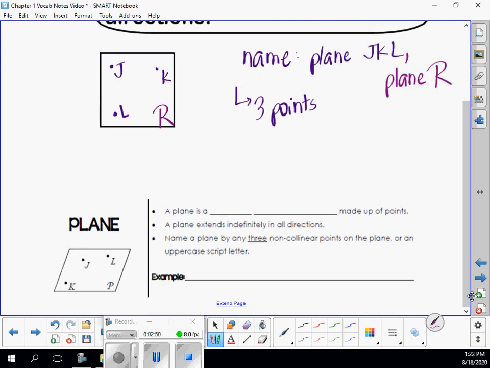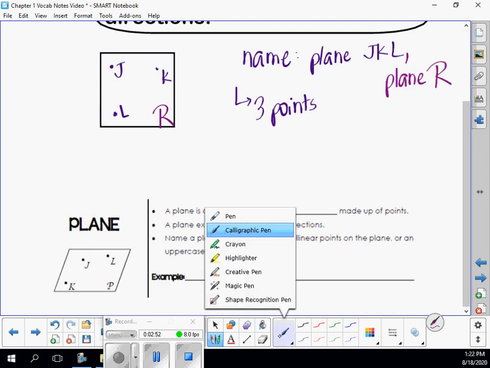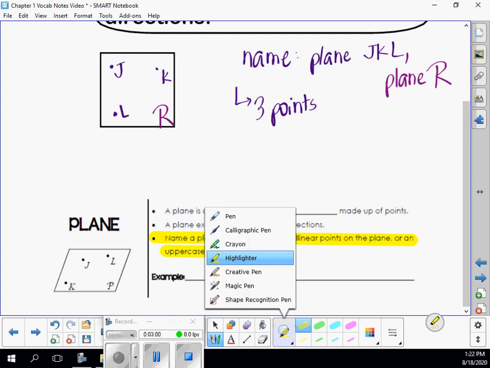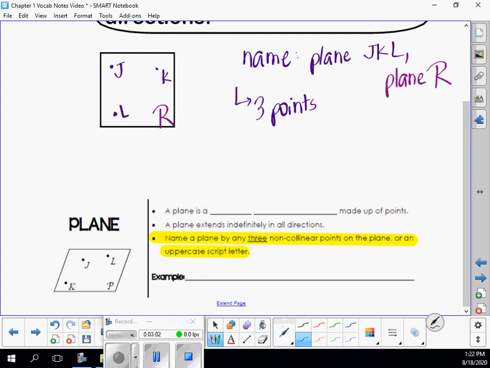Now the important part is that to name a plane, we need non-collinear points. And I know that you don't know what that is yet, but we will get there. But they must be non-collinear. So just keep track of that word. We'll come back to it. But that is extremely important.